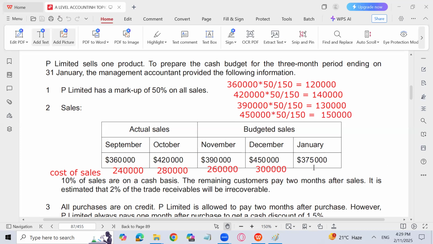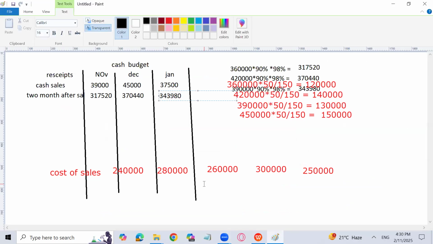Then in January, 3,75,000. I think that it might not be required. Yes, it might not be required, but we'll do that. 3,75,000 into 50 over 150, how much will it come? And 3,75,000 minus 125,000 is 250,000. Okay, so we have found the cost of sales that way, and now we have to calculate gross profit. We need gross profit in total for the 3 months, not for a particular month. Let's wait for that. Don't worry.